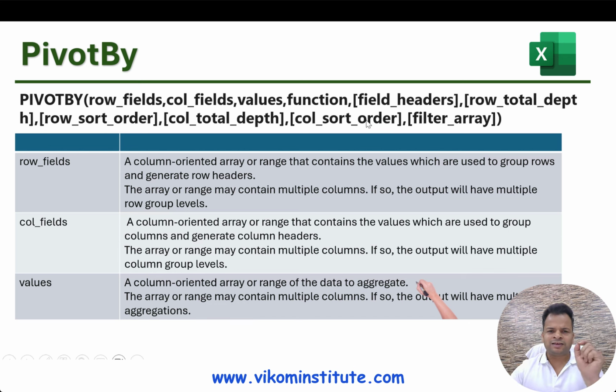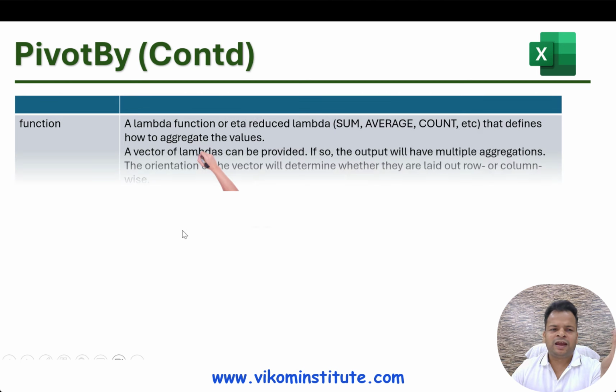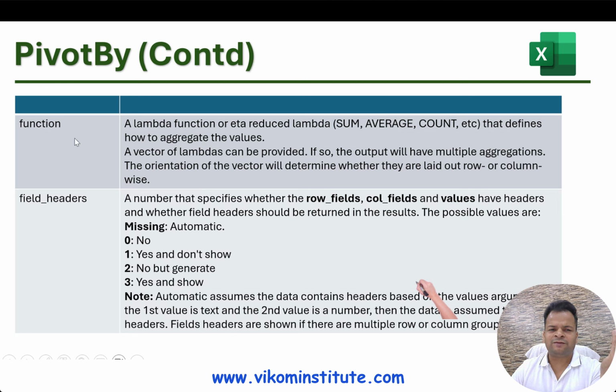Now if you see the arguments, here we have row field, whatever you want to take in the row, column, and values. These three things are already available in your pivot table. And among the other arguments, here we have function, what kind of calculation you want in it. Do you want some counter or a custom calculation? You can simply enter that custom calculation in your function and it is going to respond automatically.